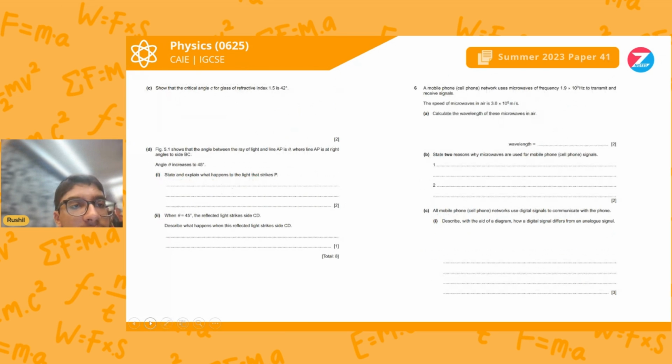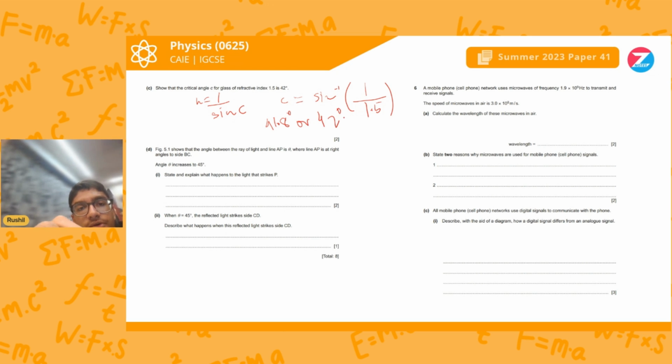Now, show that the critical angle C for the glass of refractive index 1.5 is 42 degrees. As we know, we have the formula n is equal to 1 by sine C, where n is the refractive index and C is the critical angle. So, critical angle is equal to sine inverse of 1 by n, which in this case is 1.5. Hence, sine inverse of 1 by 1.5 is 41.8 degrees or 42 degrees.